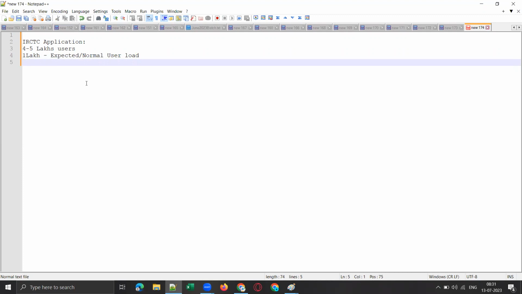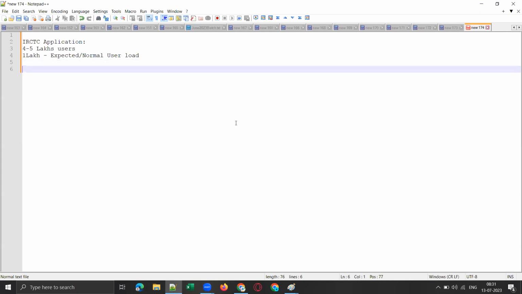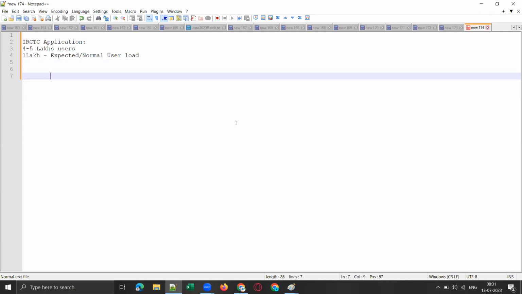Because the Tatkal window is short, right? So Tatkal tickets will be over within 10 to 15 minutes. Now, as soon as the Tatkal window opens, we can't expect the user load, isn't it? That is unexpected user load. We don't know how many users will be logging in. Yes or no, guys? That is unexpected user load, more than normal load.